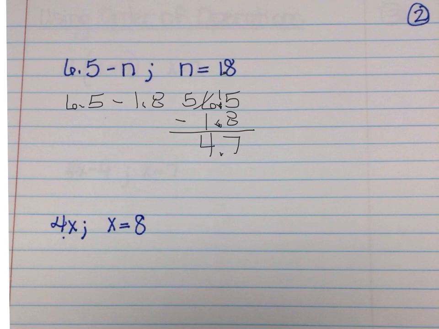All right. Okay, so we have 4x. 4 times x would be 4 times 8. Oops, sorry. Which equals 32.